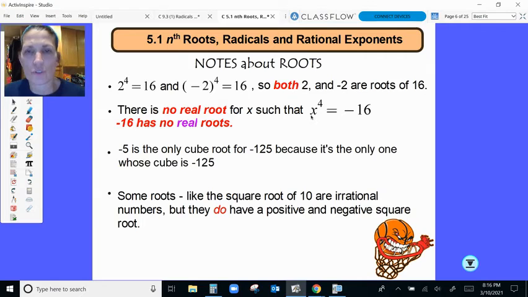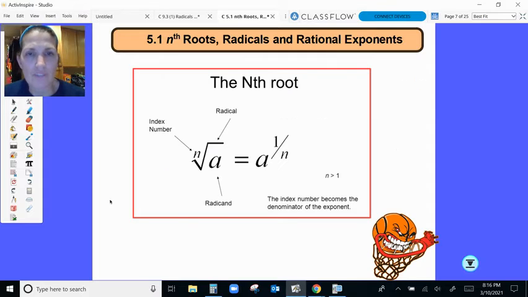There are no real roots for x to the fourth equals negative 16, because if I plug any negative number in there, it's never going to give me a negative number. Okay, so negative 16 has no real fourth roots. Negative 5 is the only cube root for negative 125, because it's the only one that, when you cube it, will give me negative 125. Okay? Some roots, like the square root of 10, are irrational numbers, but they do have positive and negative square roots. Okay, so they still have square roots.